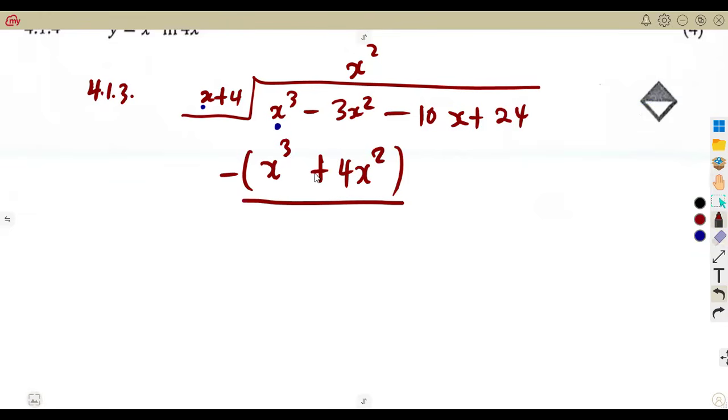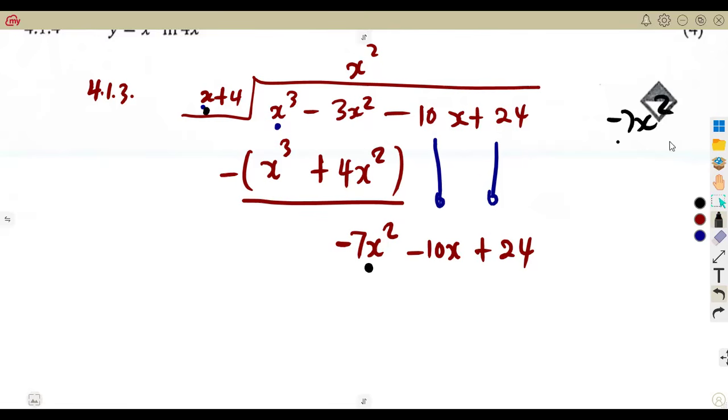Subtracting these two, what are we going to have? x cubed minus x cubed is 0 there. Minus 3 minus 4 is minus 7x squared. Then we drop the terms which are remaining: minus 10x plus 24. Divide again, always first term versus the first term. So that's minus 7x squared divided by x. You can see it cancels, and you remain with 1x there. So it's minus 7x, which will multiply everything that we have there.